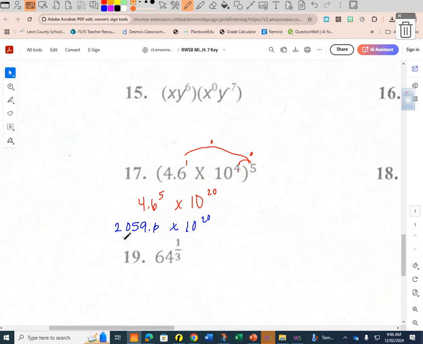What's that? The dot has to be in 3 spaces or 2. No, this number has to be 1. It can be 1 and anything up to 10, but it can't be 10, right? So this is 2059.6. That's way more than 1, way more than 10, right? So that can't be right.